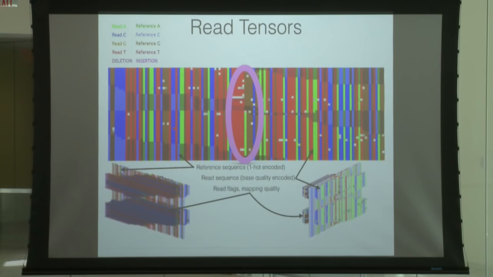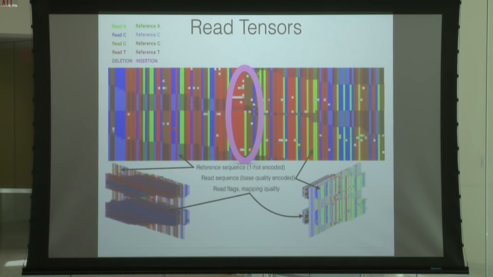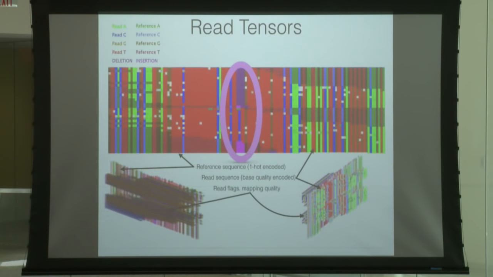Here is this 3D read tensor depiction of, anyone know what variant we're looking at here? It's circled in pink. Anyone? Yell it out. It's green, right. It's green because it's an A for half of them, but only half of them are an A. The other half are a G. It's a SNP. It's a heterozygous SNP, a G to A transition. Or is that a transversion? Here we have a, is this heterozygous or homozygous?